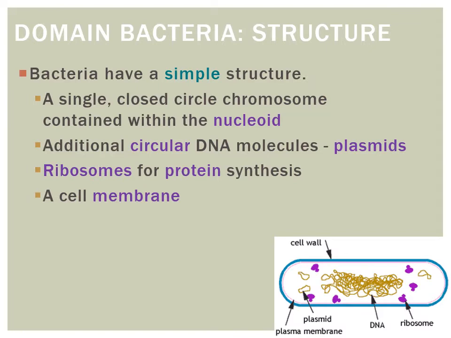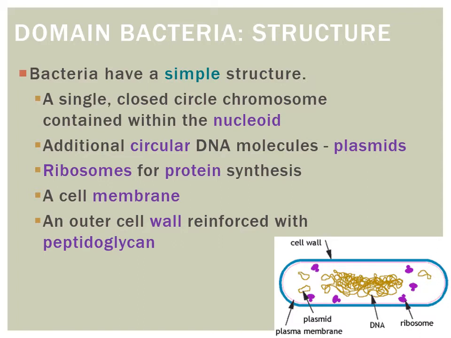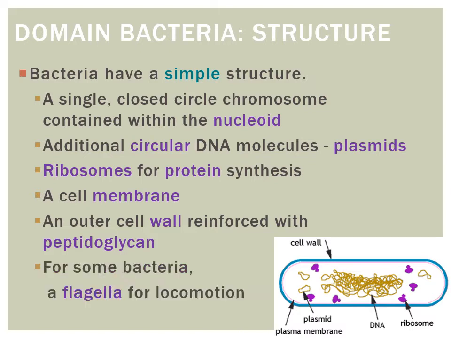Okay, they all have ribosomes because they need to be able to make protein. They all have a cell membrane, and then they have an outer cell wall that has peptidoglycan in it. We're going to talk about peptidoglycan a little bit in lab, but just realize that this is a molecule that we only see in bacteria, and so it makes them different from any other organisms that have cell walls, and that's part of the way that we identify different kinds of bacteria, by how the cell wall is organized.